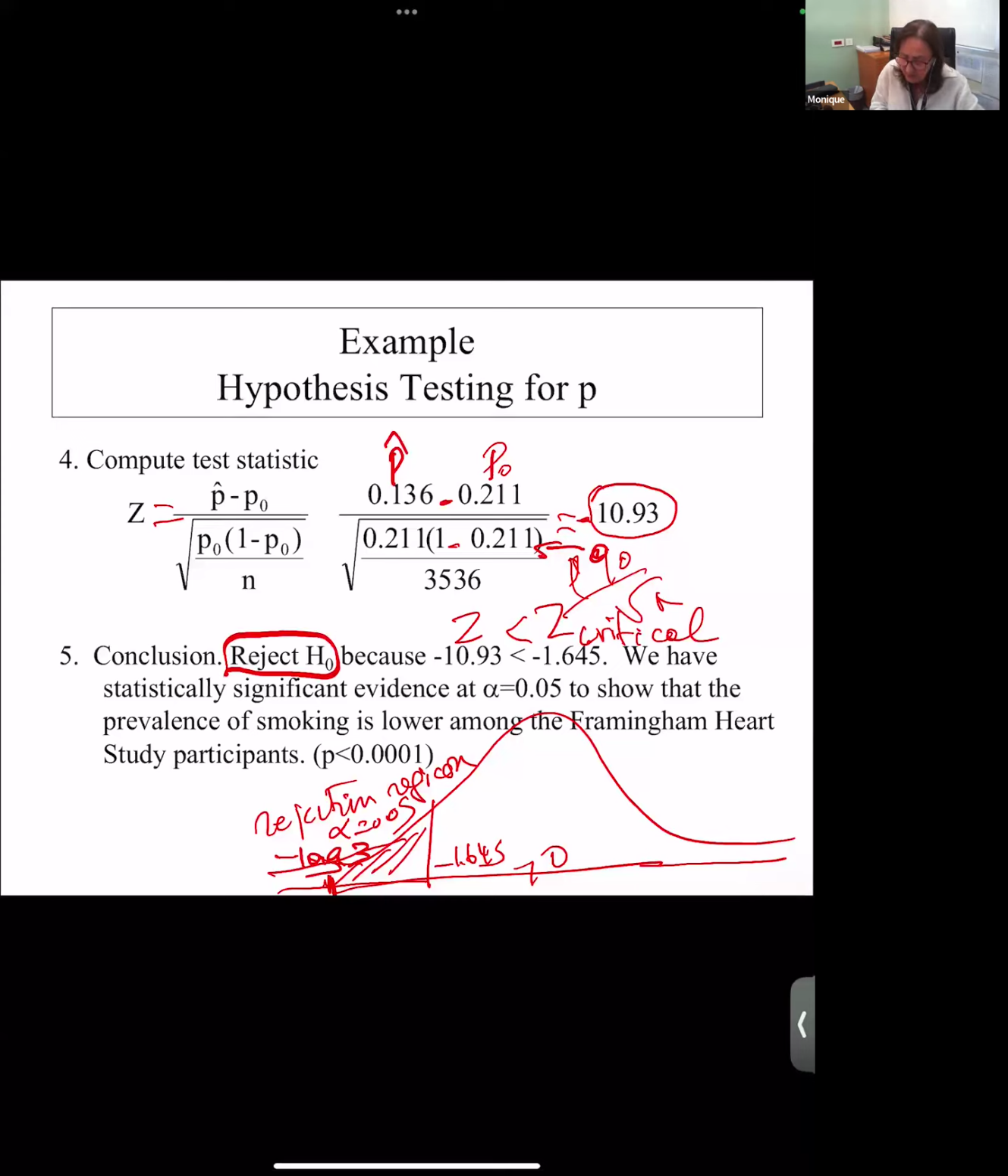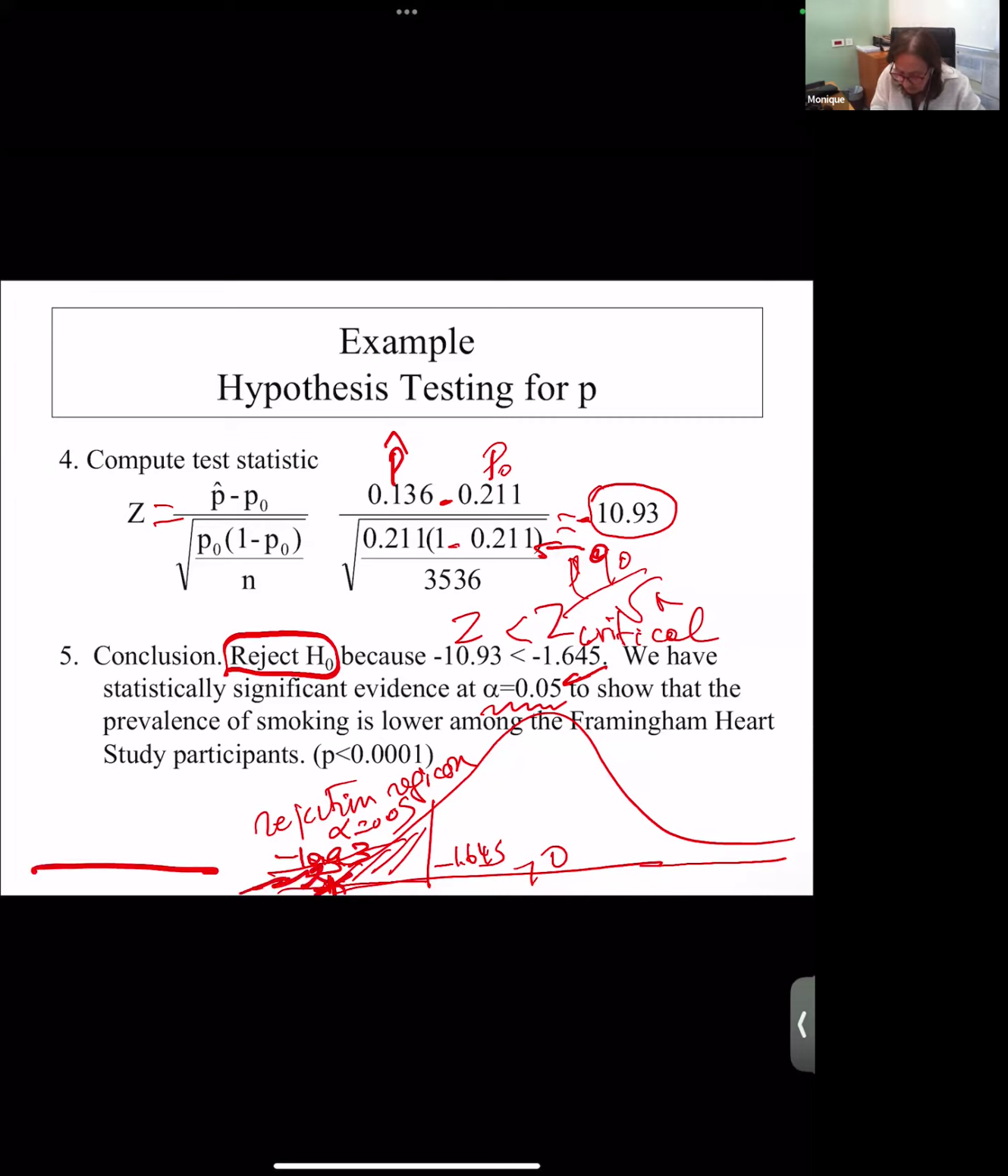I'm in the rejection region, which means that we have statistically significant evidence at alpha 0.05, with the critical value 1.64, to show that the prevalence of smoking is lower among the Framingham Heart Study. What's the p-value that corresponds to -10.93? It's very, very small, right?